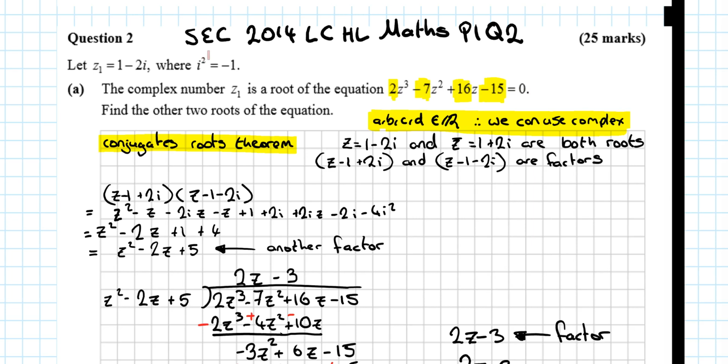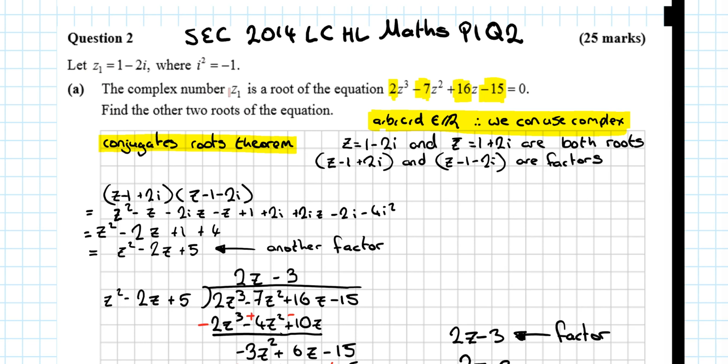Okay, so in this video we're looking at the SEC 2014 Leaving Cert Higher Level Maths Paper 1 Question 2, and it's a complex numbers question. So it says let z1 equals 1 minus 2i. The complex number z1 is a root of the equation. Find the other two roots.